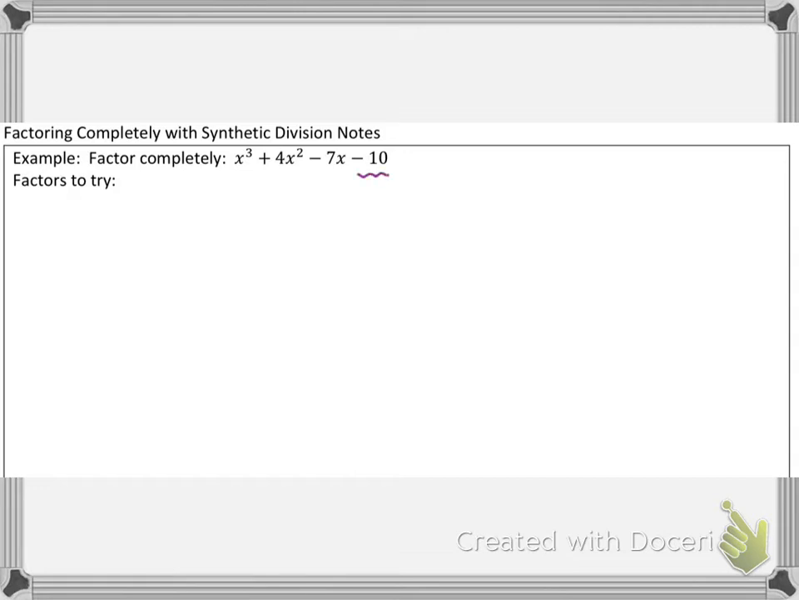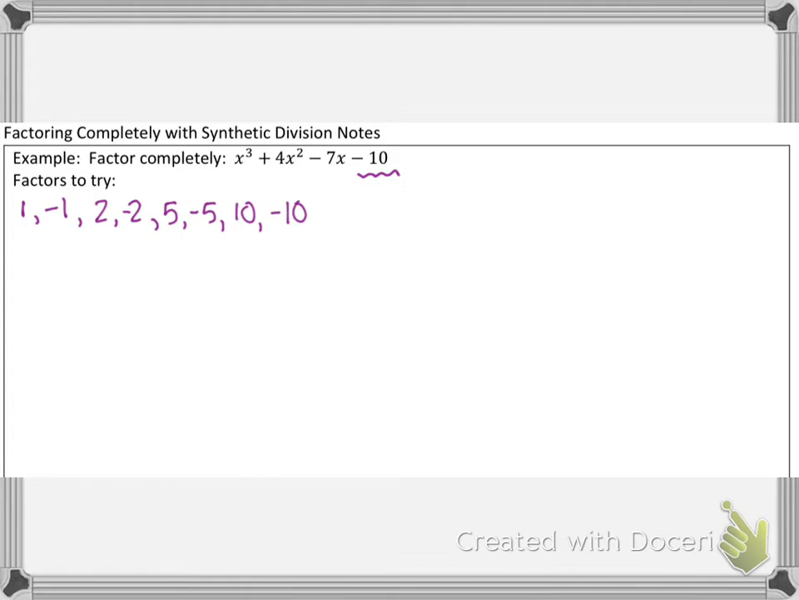Well, we're going to try anything that is a factor of negative 10. So we're going to try some factors like 1, negative 1, 2, negative 2, 5, negative 5, and 10, negative 10. So you're just going to guess one of these factors to try. You're going to do synthetic division and see if you end up with a remainder of 0. If you don't end up with a remainder of 0, you need to try something else.